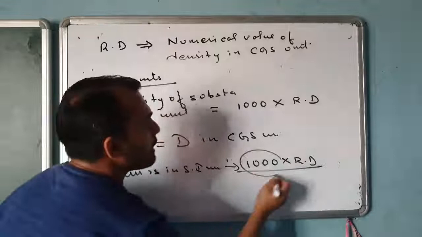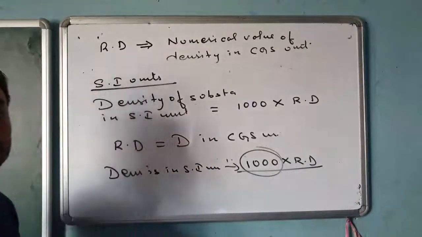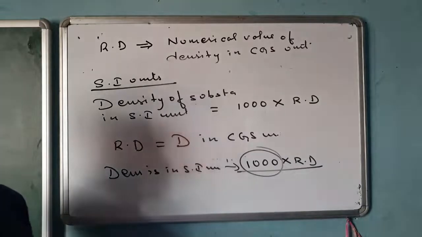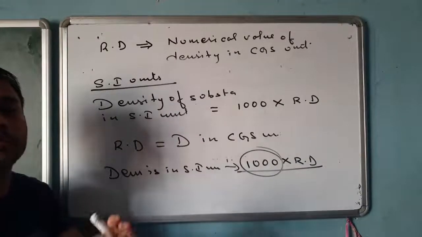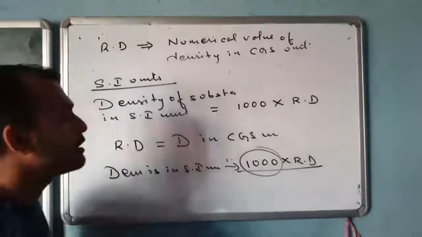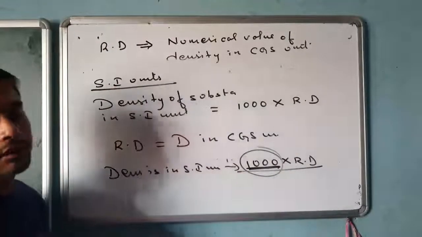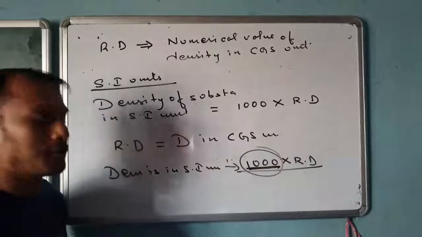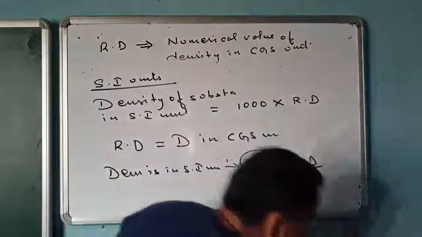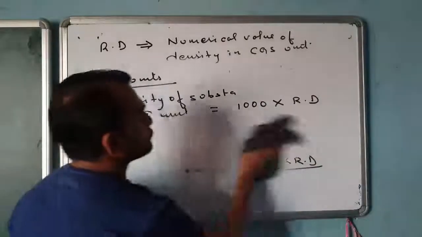Now why are we multiplying with 1000 here? It's because to convert the CGS unit into SI unit for a density, the difference is 1000. So we need to multiply with that 1000. So this is one of the important facts. So let us try to understand this with the help of one example. Okay?